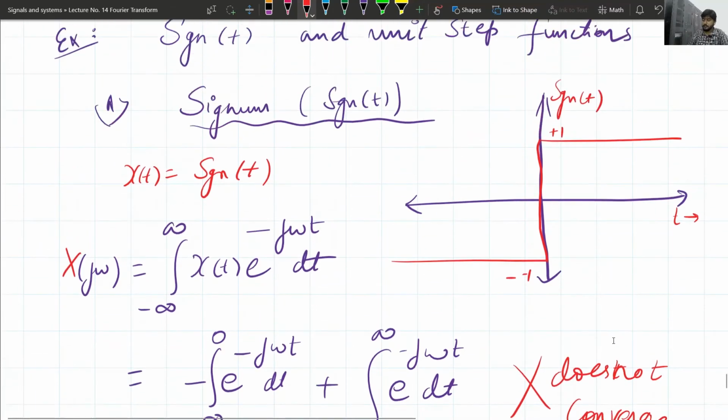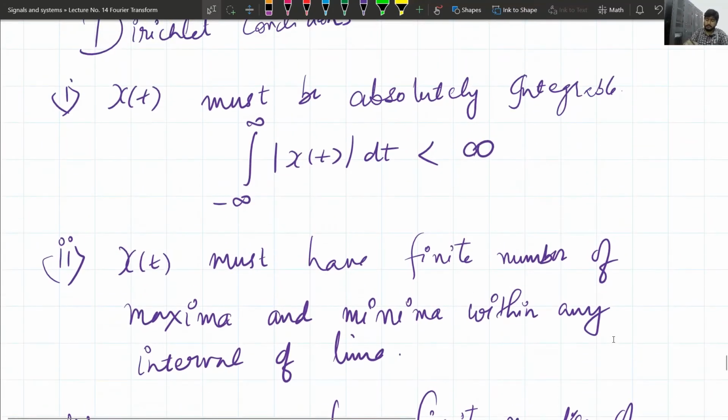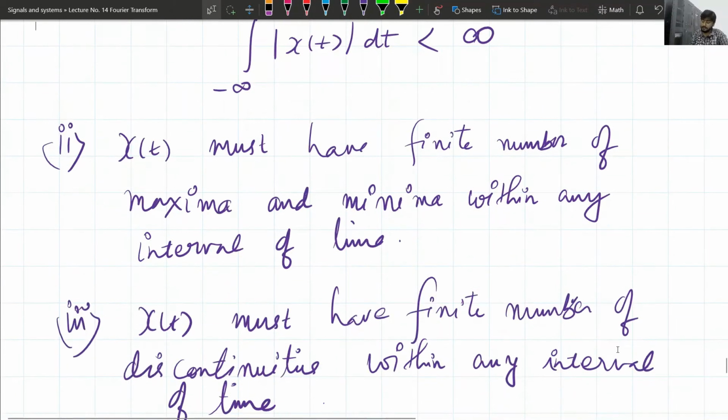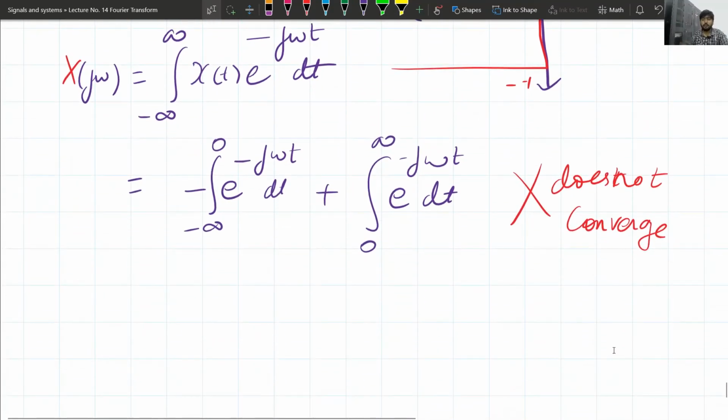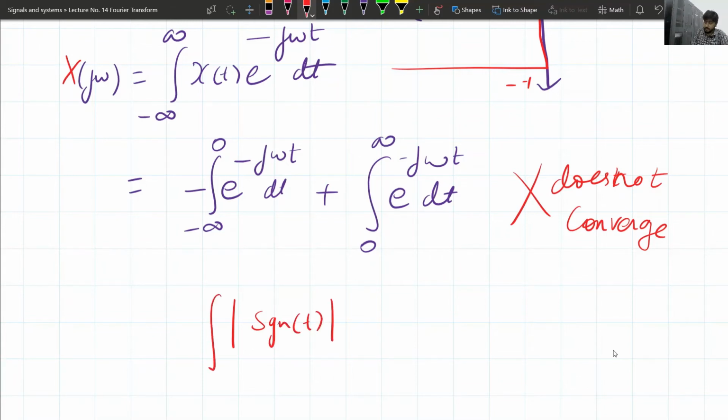You can also observe here, if we look at the first Dirichlet condition, x(t) must be absolutely integrable. The signum function does not follow the first Dirichlet condition. If you take the magnitude of the signum function and integrate over the whole time domain, it will tend towards infinity. It is not following the Dirichlet condition. That is why we cannot find its Fourier transform. This is the case till now.